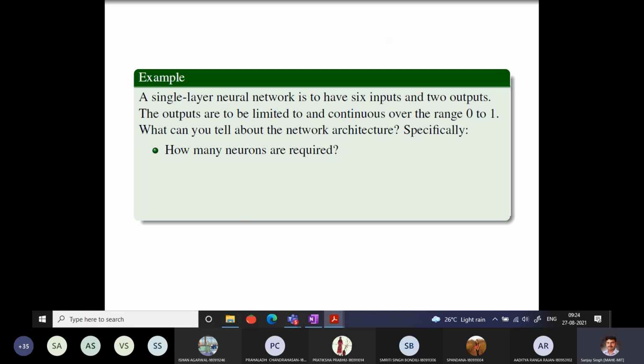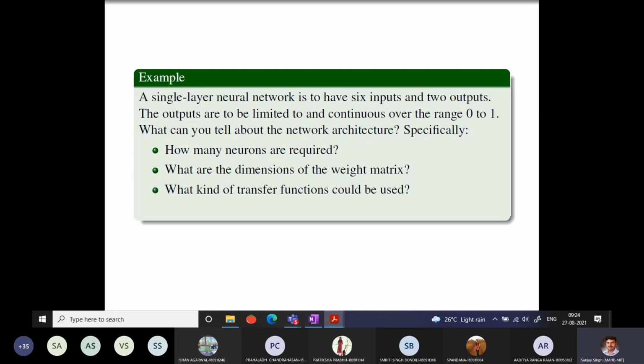Now here is a problem for you. An example is that a single layer neural network is to have 6 inputs, 2 outputs. The outputs are to be limited to and continuous over the range 0 to 1. What can you tell about the network architecture? Specifically, how many neurons are required? What are the dimensions of the weight matrix? And what kind of transfer function could be used? Now, please let me know, any one of you.